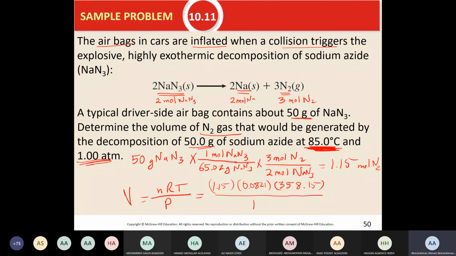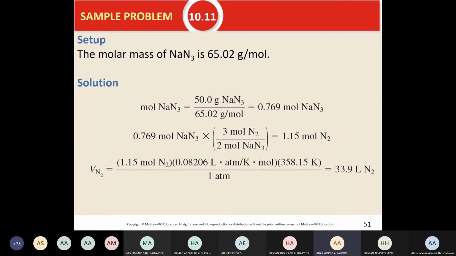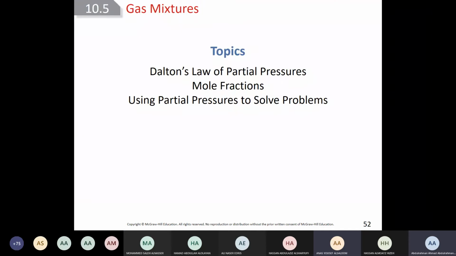358.15. And give me quickly the answer. 33.9. Exactly. Very good. All right. Doctor, 50 Celsius isn't at STP, right? No. Only zero Celsius is STP.